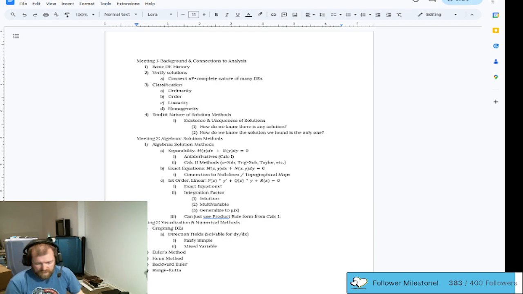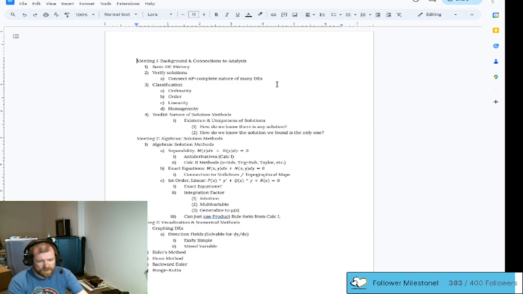Alright, so as per prior streams, we are going to be doing a differential equations, ordinary differential equations class at some point. And this is our current outline as I see it. During meeting 1-ish, we're going to be talking about the basic history of differential equations, verify some solutions, talk about the fact that differential equations have this sort of P versus NP relationship.